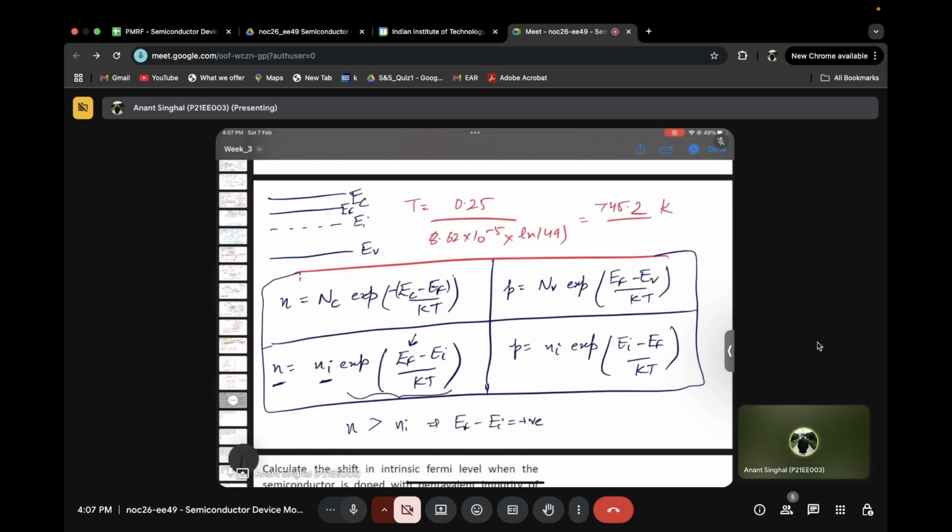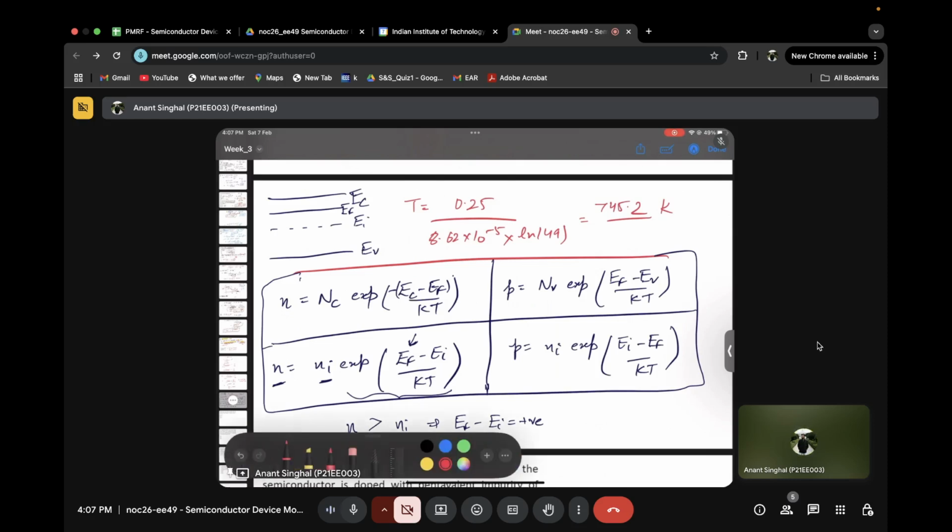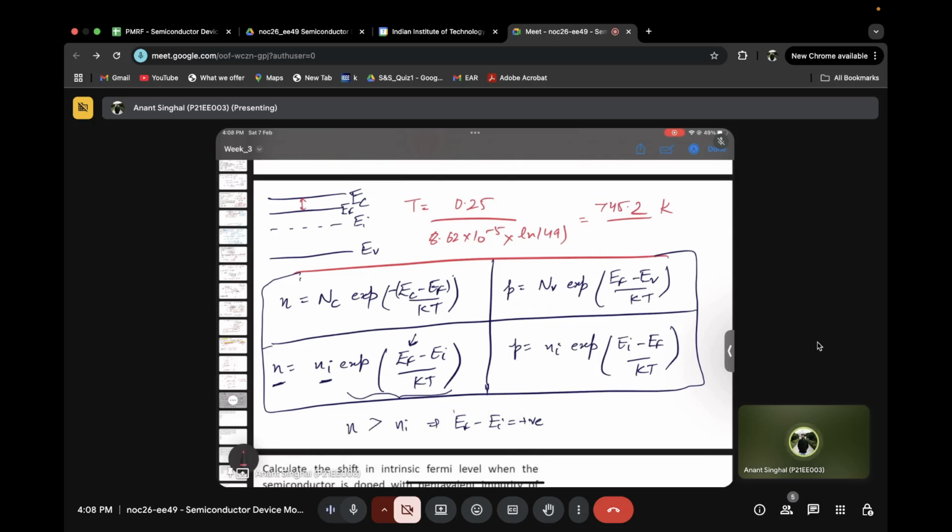Similarly, you can do it for p also. As I said, there are two things that we can calculate. One is the difference between the conduction band and the Fermi level, which is EC minus EF. And one is the difference between the Fermi level and the intrinsic level, which is EF minus EI. So these are the two formulas that we can use to calculate anything. Any doubts in here?